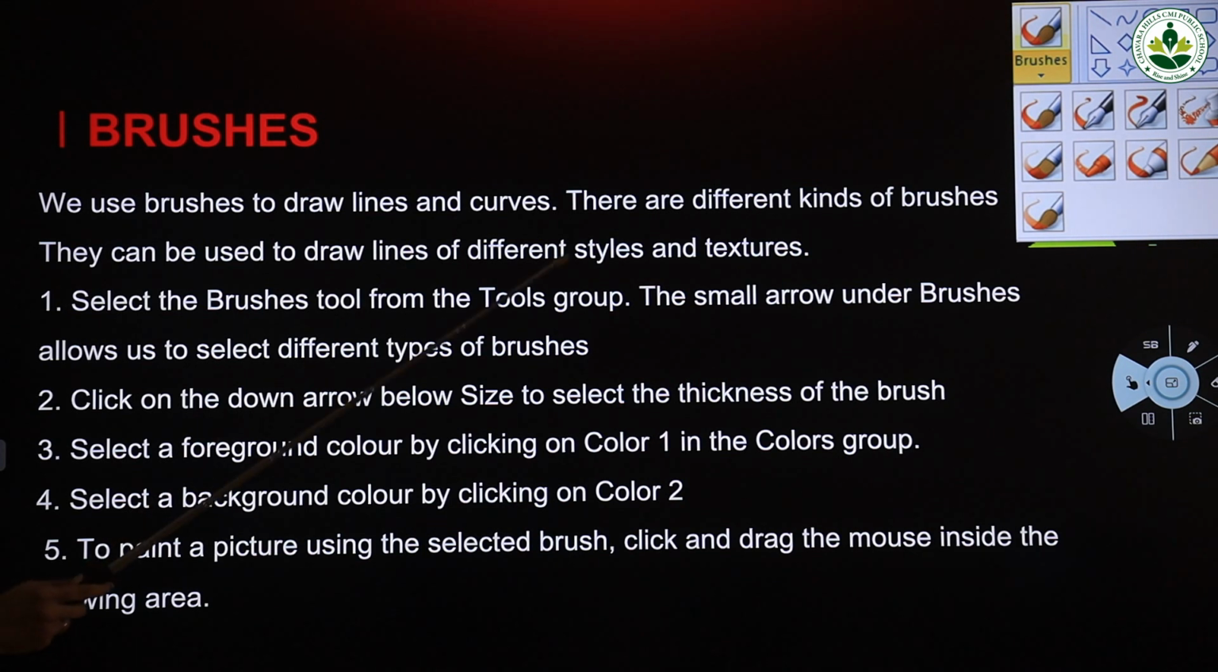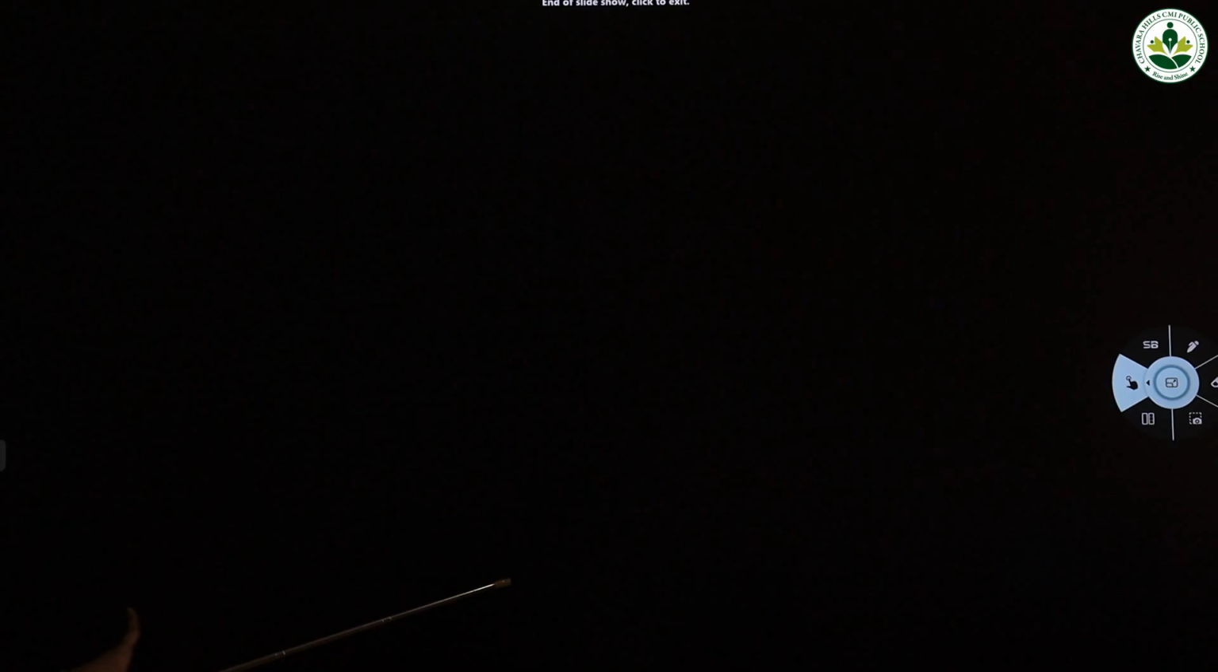So first you have to click on the brush and down arrow there, choose the desired brush. If you want to change the foreground color, then click on color 1, choose the color. If you have to change the background color, click on color 2, choose the color. Then you can paint a picture using the selected brush in the drawing area.